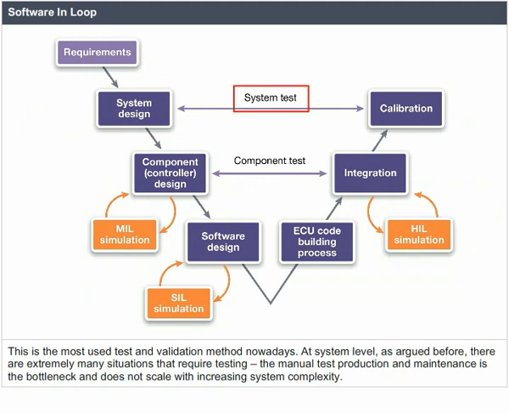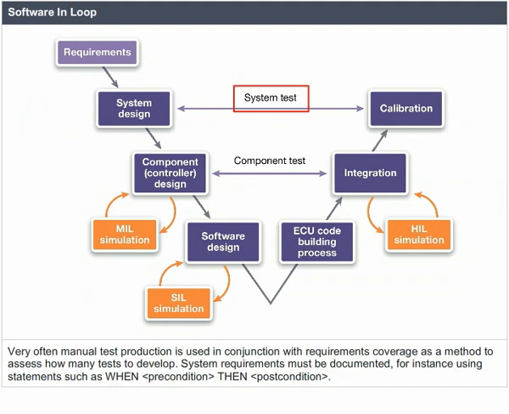At system level, as argued before, there are extremely many situations that require testing. The manual test production and maintenance is the bottleneck and does not scale with increasing system complexity. Very often, manual test production is used in conjunction with requirements coverage as a method to assess how many tests to develop. System requirements must be documented, for instance, using statements such as when, pre-condition, then post-condition.